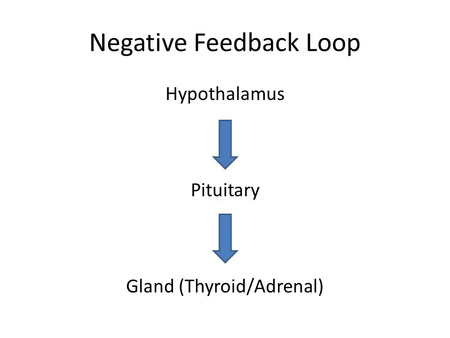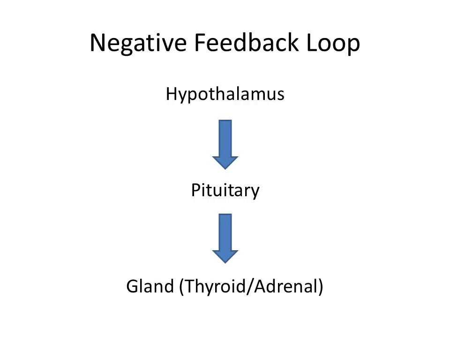When those hormones are low, there's not enough circulating hormone, a message goes back to the hypothalamus that says, send out another message, start up this whole process. So the hypothalamus will send a message to the pituitary, which will send a message to the gland and will produce more hormone.